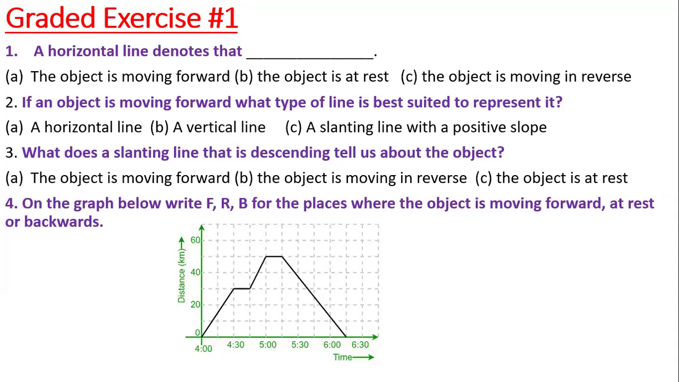Go ahead, Xavier Miller, read. A horizontal line denotes that A, the object is moving forward. B, the object is at rest. C, the object is moving in reverse. I put B. Very good. For this one, what do we have for number 1? B. I have B. Very good.